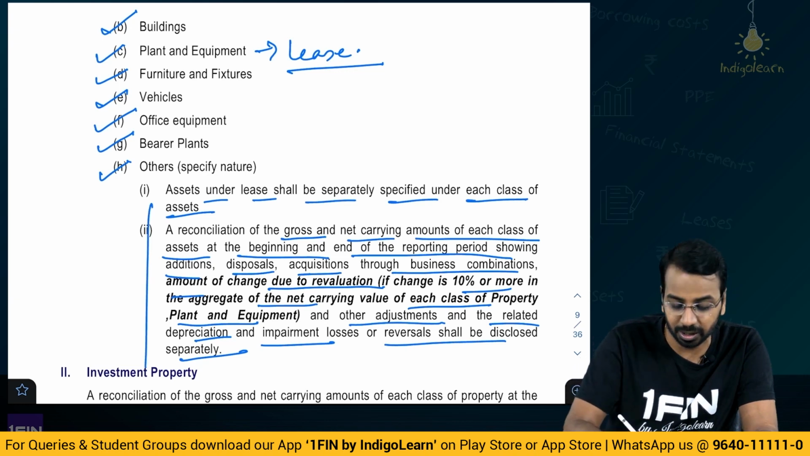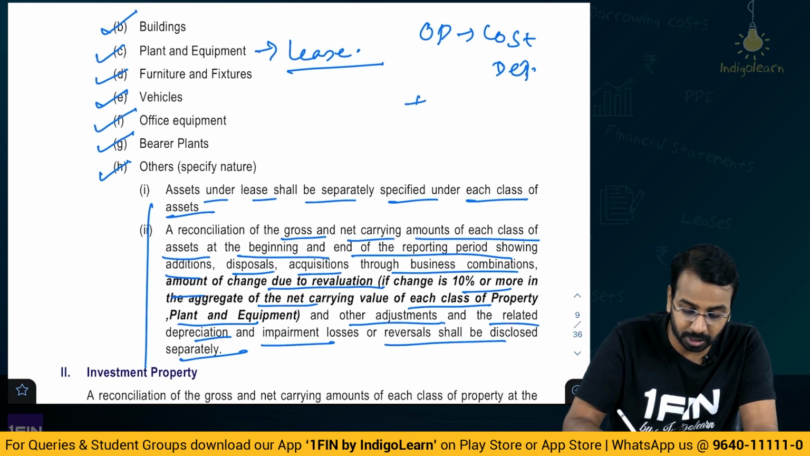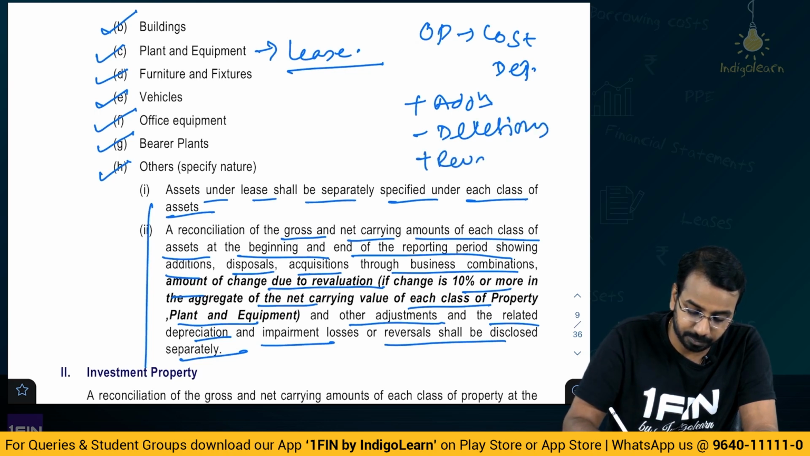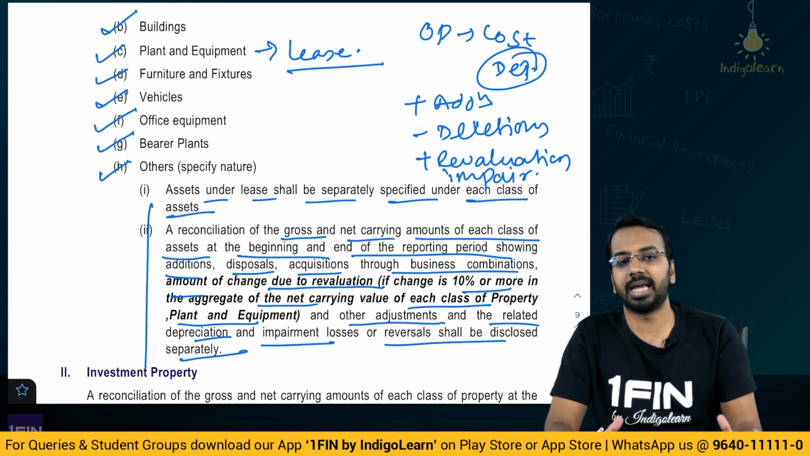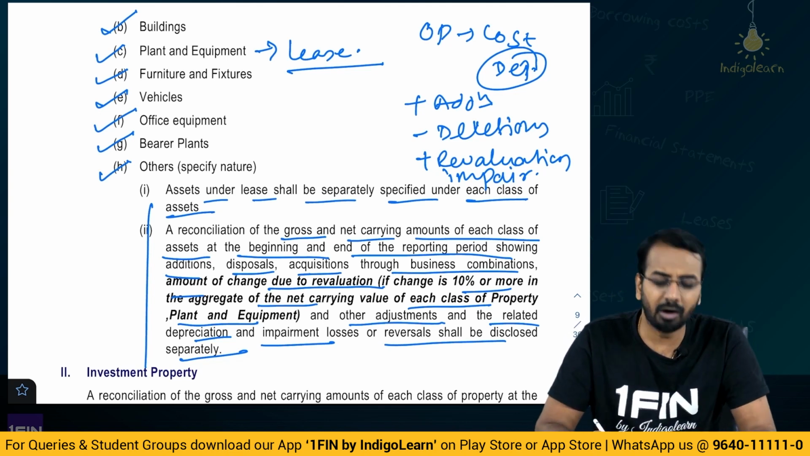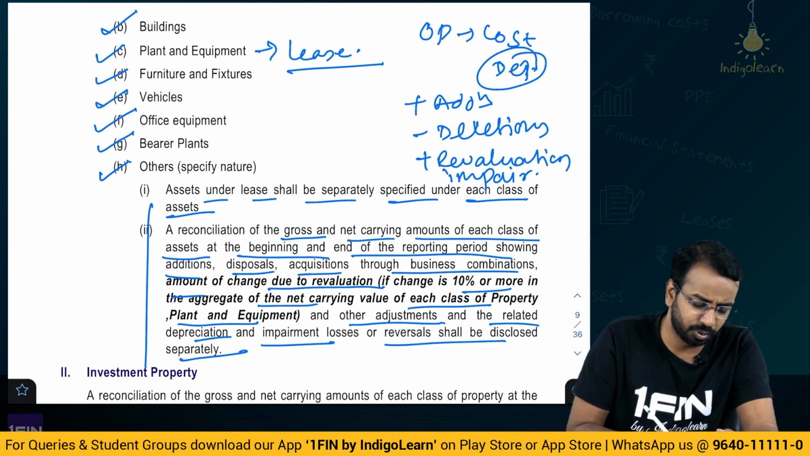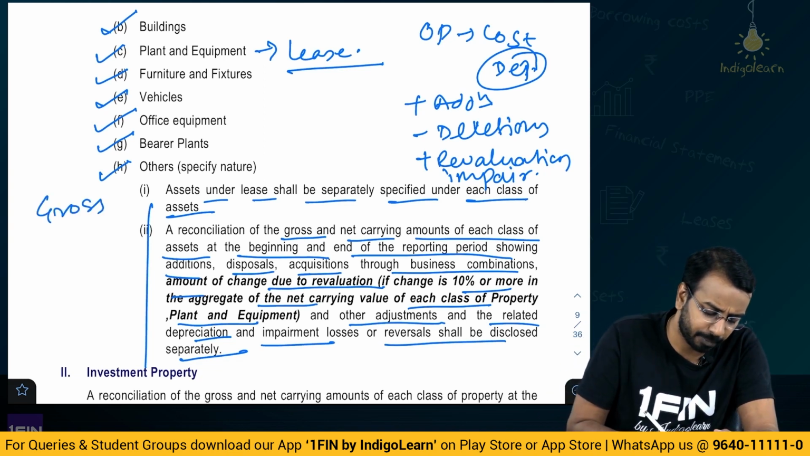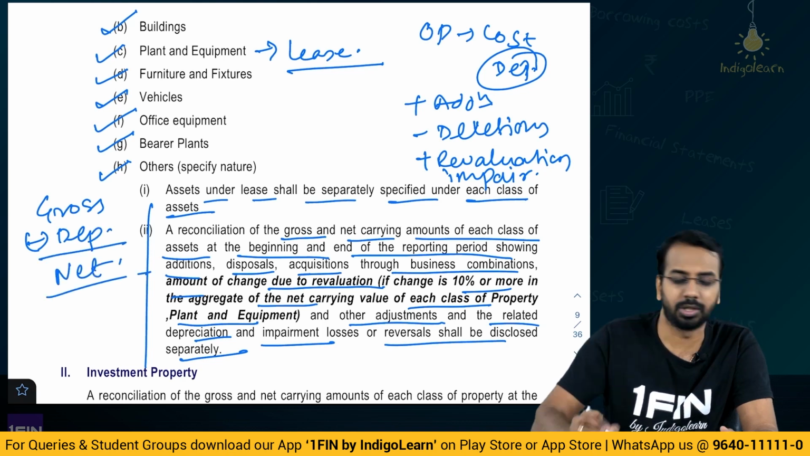So many things we have already seen. Opening balance, what is the cost, what is the depreciation, what are the additions, what are the deletions, if there is any revaluation, if there is any impairment, then changes in depreciation. All of these you will present as a reconciliation. So basically in a statement format you will present this. For examination, you will just be required to give gross less depreciation, what is the net amount, this is what you need to present.